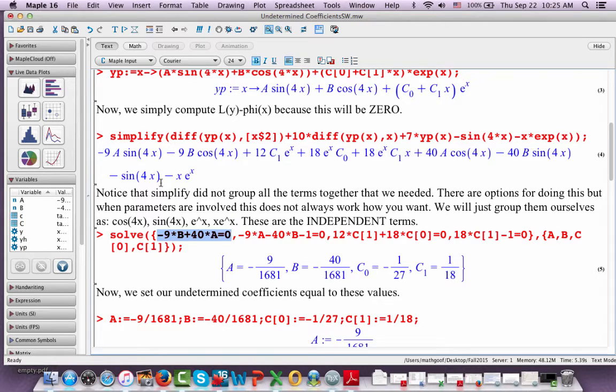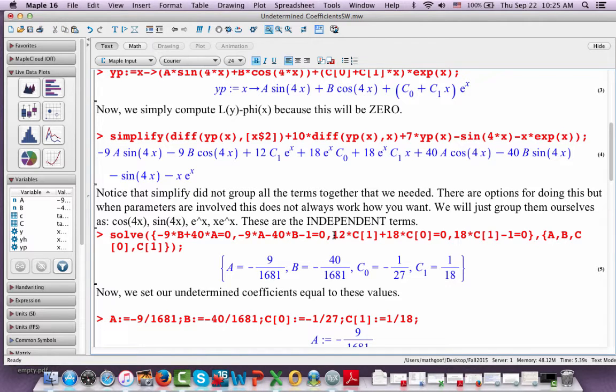And then I go to the sine term. I do the same thing. I notice there's a 9a, a negative 9a, and a negative 40b, and a negative 1 times the sine of 4x. So all those together have to be 0. Now, in class we kept the phi of x on the right-hand side. That just amounts to moving this minus 1 to the other side and having the plus 1, because there was a sine 4x term in phi of x. But this is the same equation.